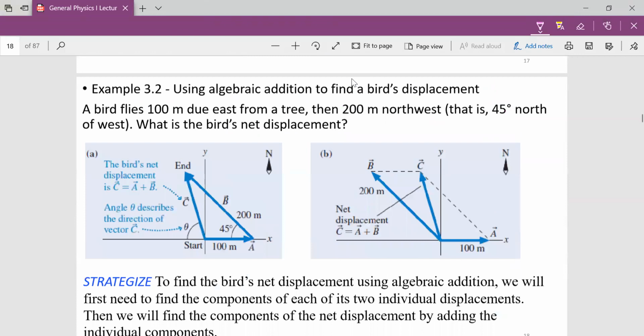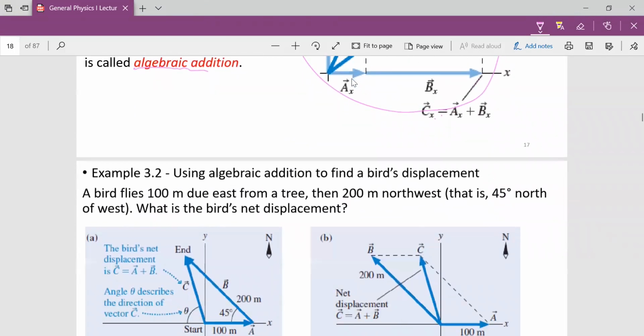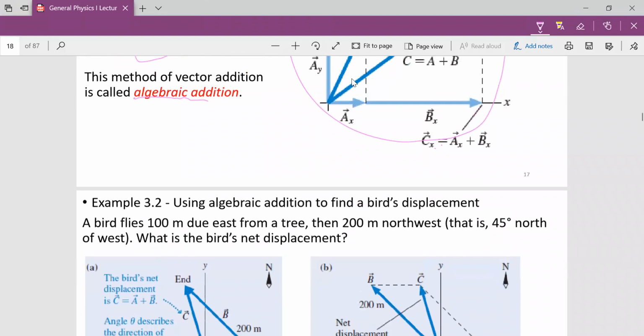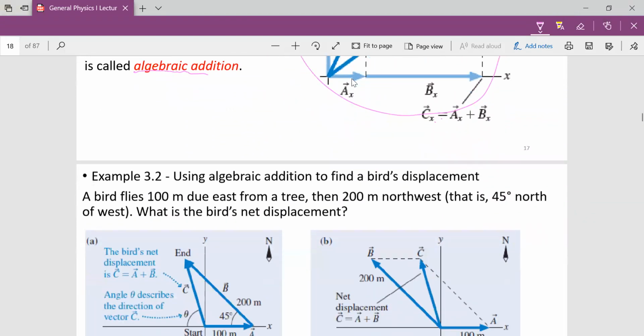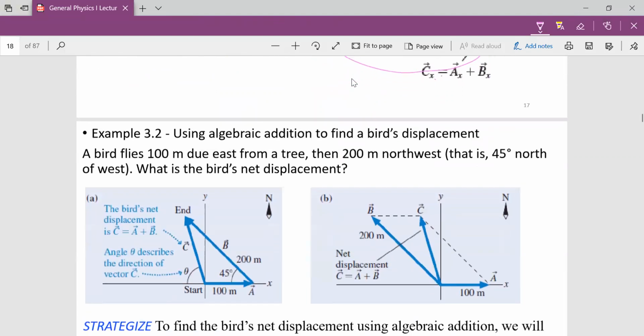Using algebraic addition to find the bird's displacement. It's what we just saw here, just not a complex algebraic addition like we have here. This one is just straightforward. Okay. A bird flies 100 meters due east from a tree, then 200 meters northwards. That is, it changes direction with the angle 45 degrees northwards. What is the bird's net displacement?